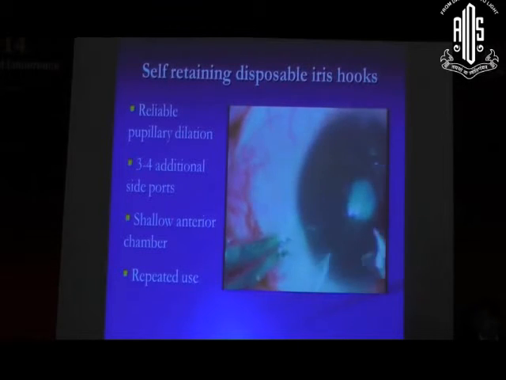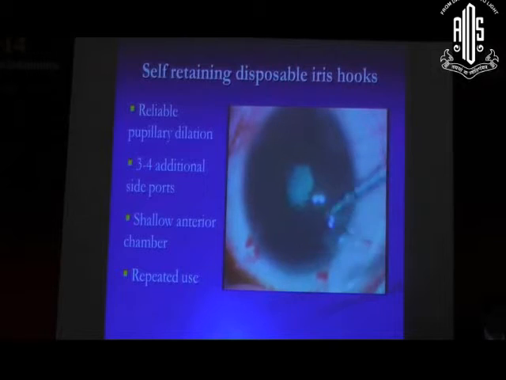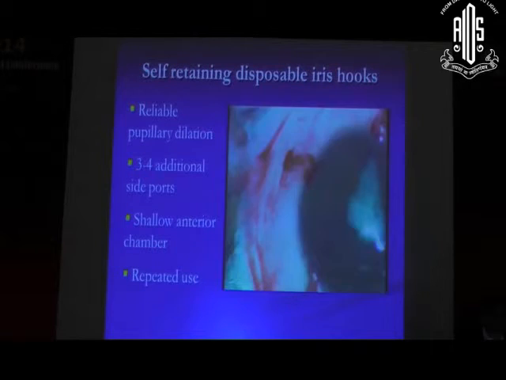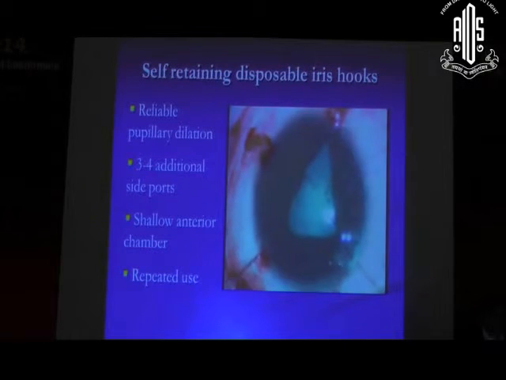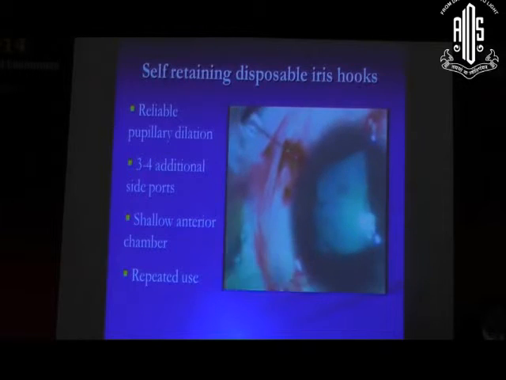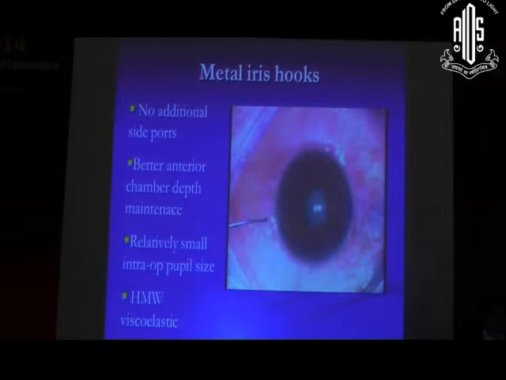Now, flexible disposable iris hooks are often preferred, especially in pediatric uveitic cataracts. They provide reliable pupillary dilatation throughout the surgery. There is a small matter of making additional side ports, and the chamber can be shallow, but it's not a big issue in pediatric uveitis.